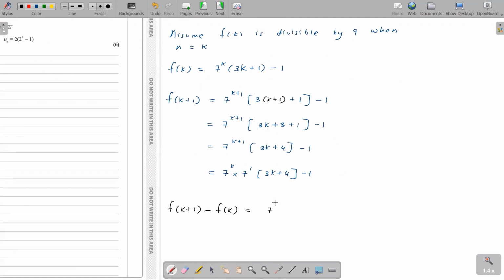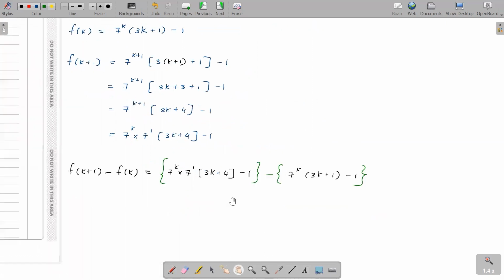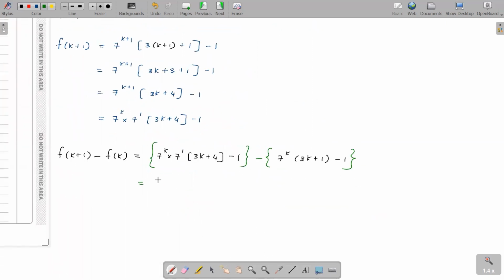Fk plus 1 is 7 to the power k times 7 to the power 1, 3k plus 4 minus 1. So this is Fk plus 1. You have to subtract Fk. What is Fk? 7 to the power k times 3k plus 1 minus 1. Are you with me? Simplify. 7 to the power k times, I'll open here, this is 21k, 7 times 4 is 28, minus 1. Do you agree with me?